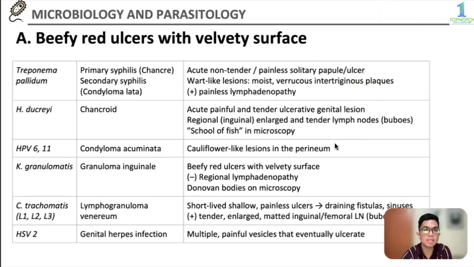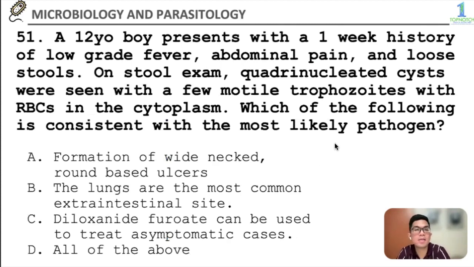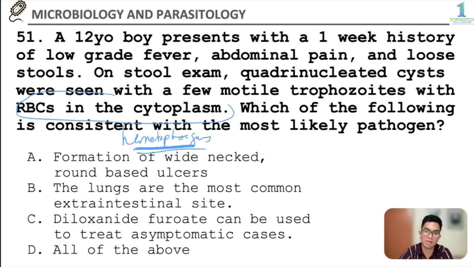So question number 11. 12-year-old boy, matagal nang dinadiarrhea, tapos may stool exam, quadrinucleated cysts with motile trophozoites with RBCs in the cytoplasm. So that's your hematophagous, no? Kumakain ng RBCs. Which is true? Ano pathogen na to? It's your Entamoeba histolytica, kasi it's hematophagous already. So, correct answer is only letter C.